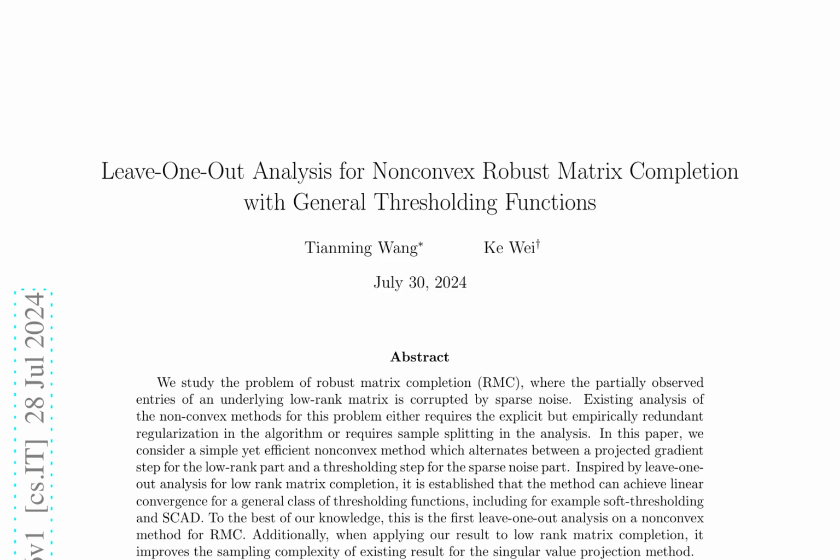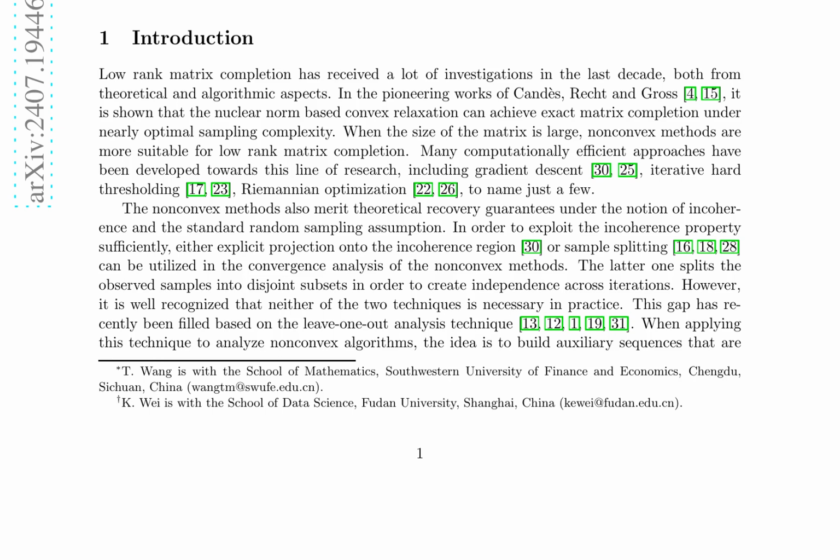The problem of robust matrix completion, RMC, is addressed, where a partially observed low-rank matrix is corrupted by sparse noise. A non-convex method is proposed, alternating between a projected gradient step for the low-rank part and a thresholding step for the sparse noise part. This method achieves linear convergence for a general class of thresholding functions, including soft thresholding and SCAD, as established through leave one out analysis. This result improves the sampling complexity of existing results for low-rank matrix completion.